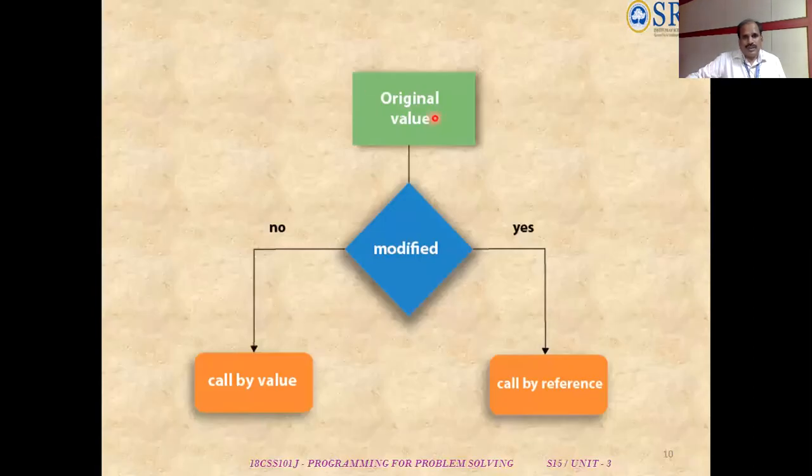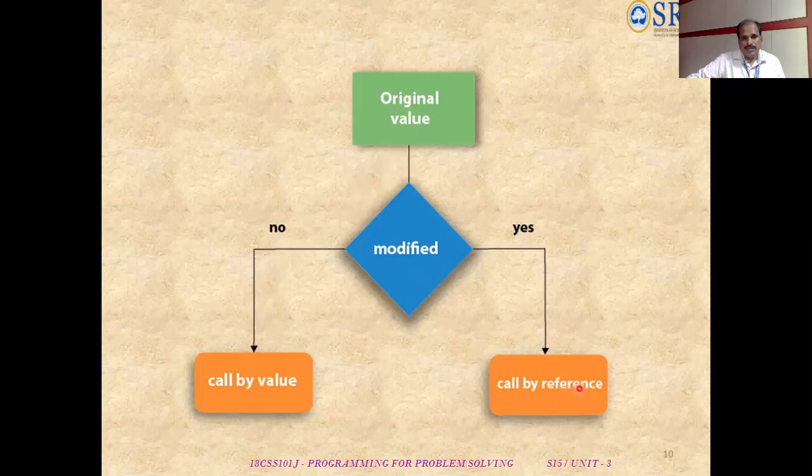So the original value is nothing but the actual parameter. In call by value, if any changes are made in the formal parameter, it won't be reflected in the original value, that is the actual parameter. In call by reference, if any changes are made, they will get reflected in the original value, that is the actual parameter.